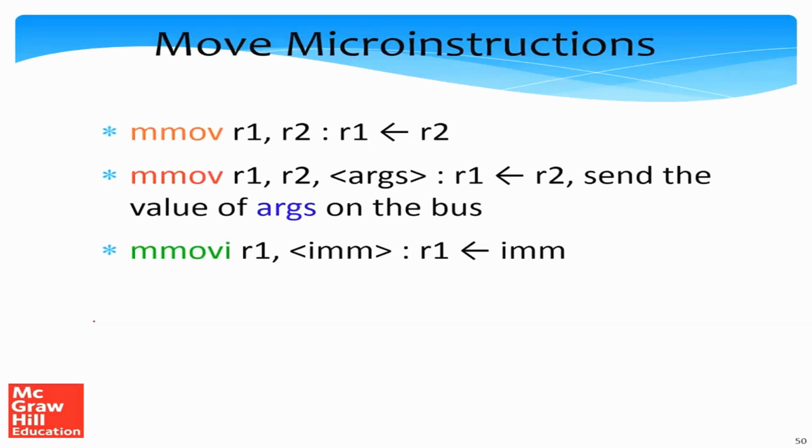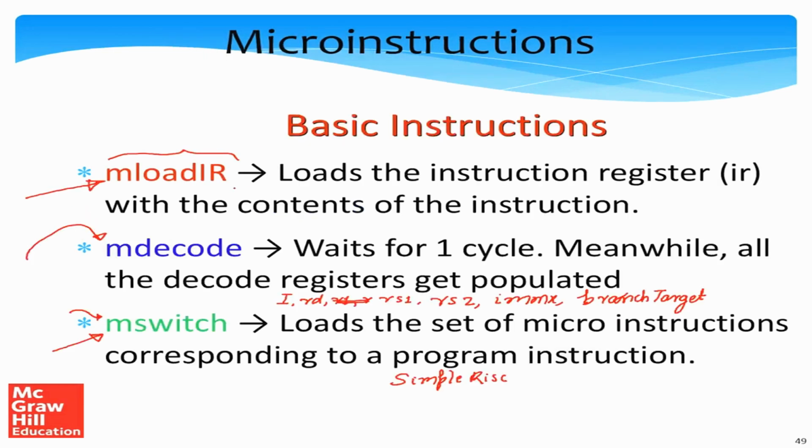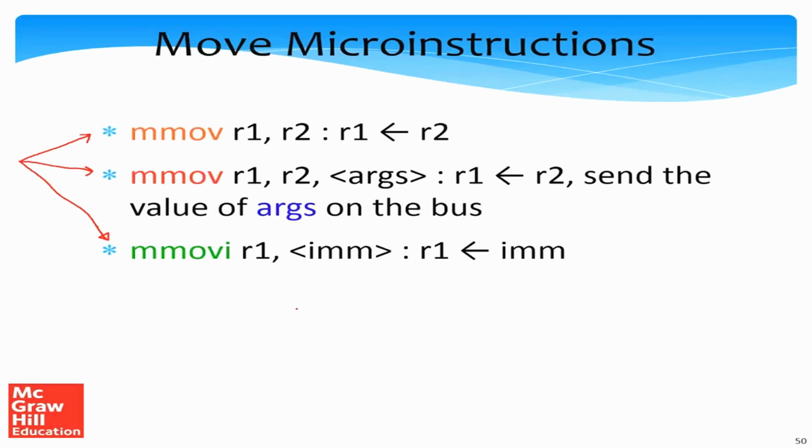Now let's also take a look at two more instructions which are very basic. All the instructions in the microprogram pipeline are actually extremely basic. We have taken a look at M load IR, which loads the contents from the instruction cache into the IR register, M decode, which simply does a decode, and M switch, which for a given simple RISC instruction loads its corresponding microprogram.